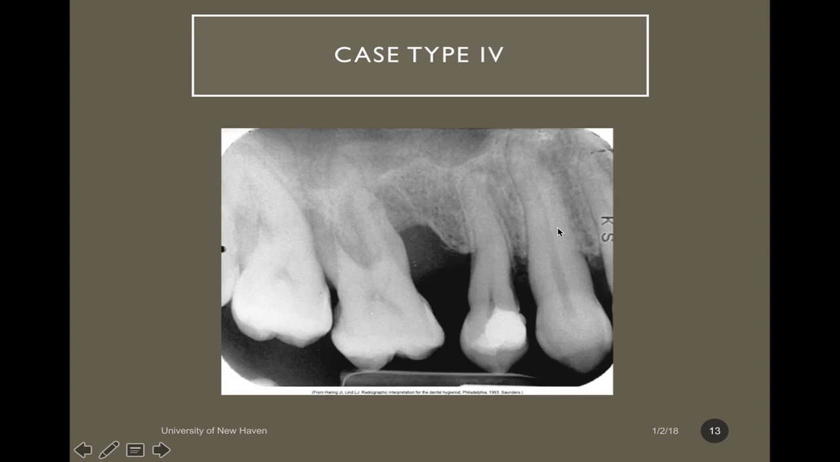And then next we have our ADA case type 4, which is advanced periodontitis. With advanced periodontitis, we're talking about more severe bone loss, where we have lost more than 33% of our bone. When this happens, we definitely want to evaluate what's causing such a severe amount of bone loss. So when I look at this image here, I want to ask, why do I have so much bone loss in this area?